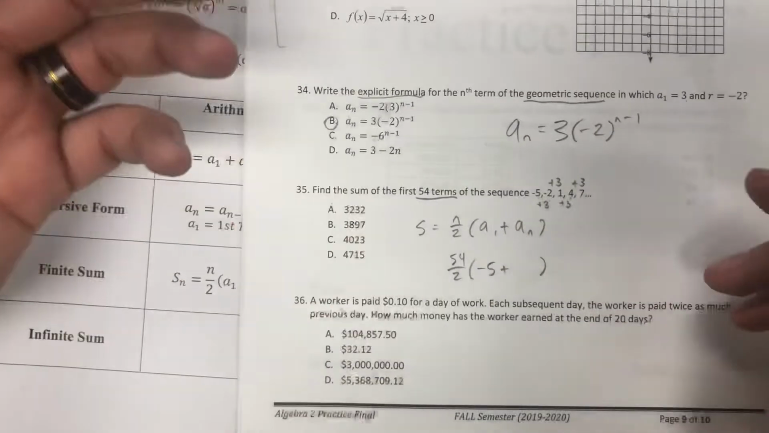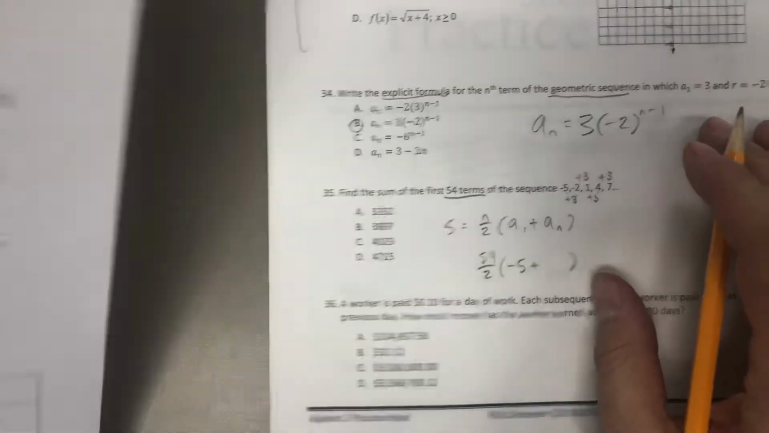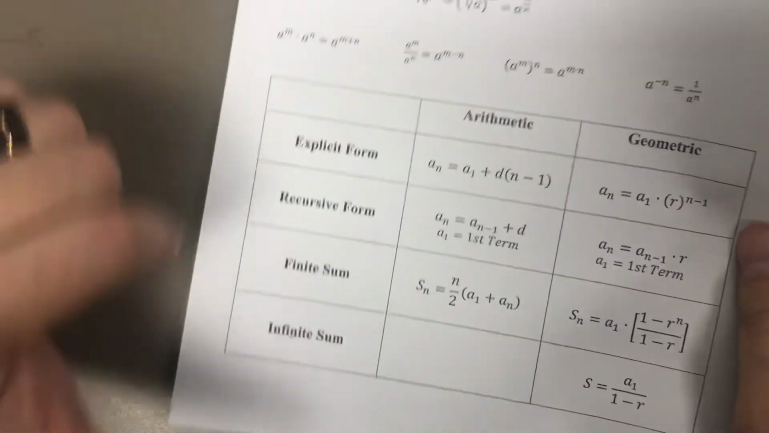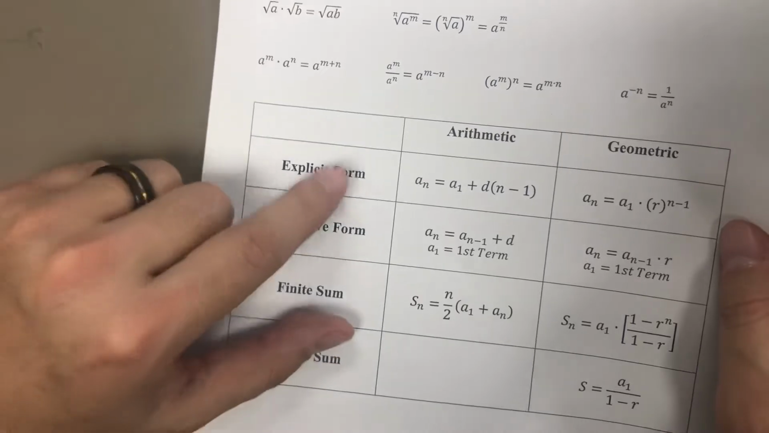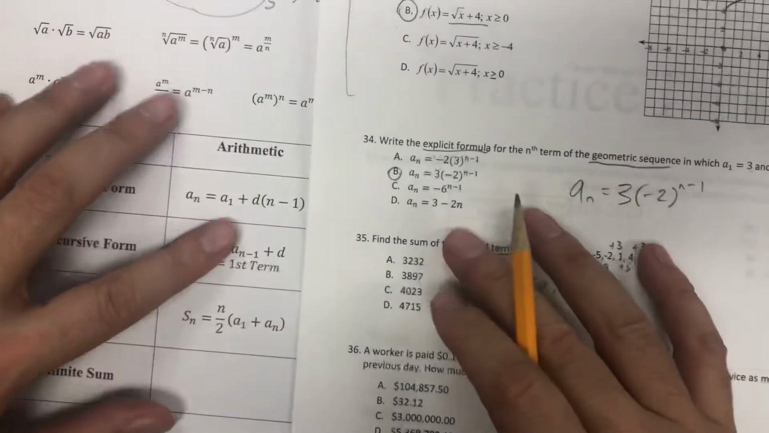We don't have the last term, so we need to work a little bit beyond that. To find any individual term that you want, you use the explicit formula. So since I have the explicit formula, I can write that down. So let me find the explicit formula to find the last term.